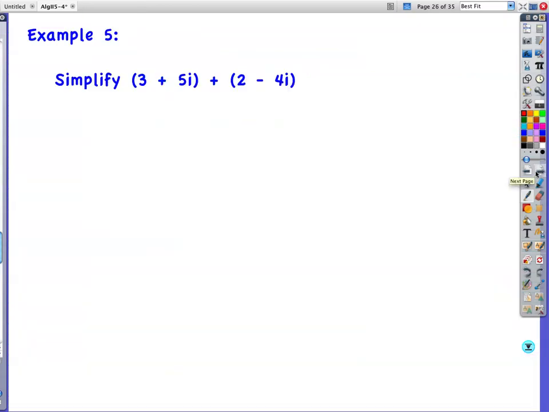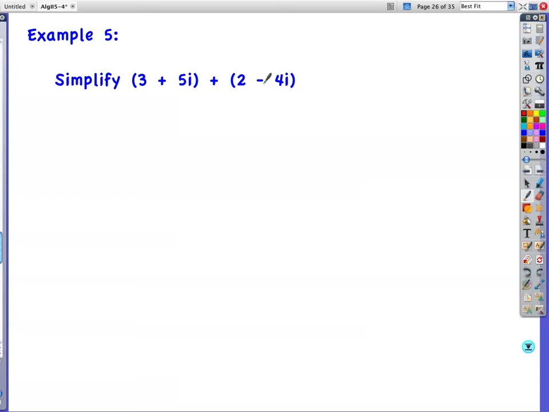Example 5. All right, now we're not finding the values of x and y. Here we're just simplifying. We're going to work with imaginary numbers and complex numbers just like we do any other variable. So you can almost think of i as a variable instead of an imaginary number. In this particular one, parentheses don't matter.